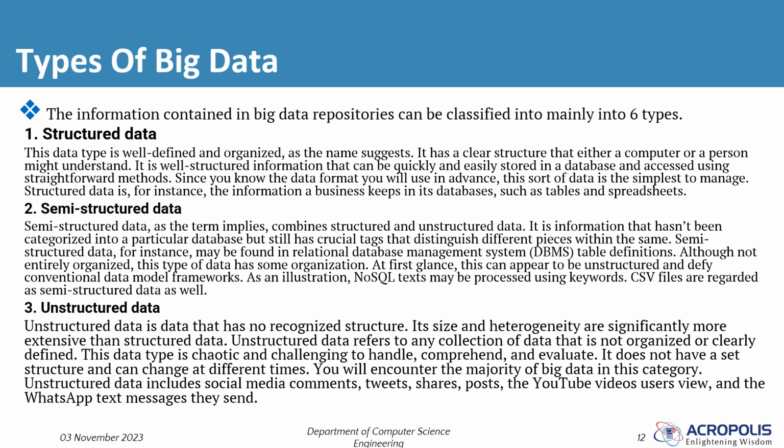Third, unstructured data. Unstructured data is data that has no recognized structure. Its size and heterogeneity are significantly more extensive than structured data. Unstructured data refers to a collection of data that is not organized or clearly defined. This data type is static and challenging to handle, comprehend, and evaluate. It does not have a set structure and can change at different times.